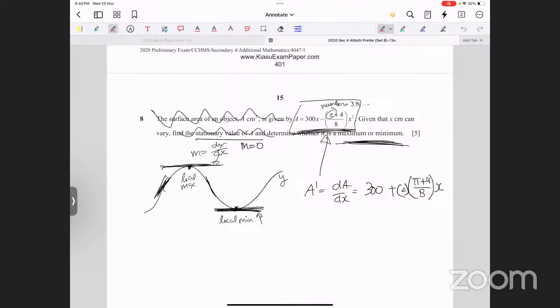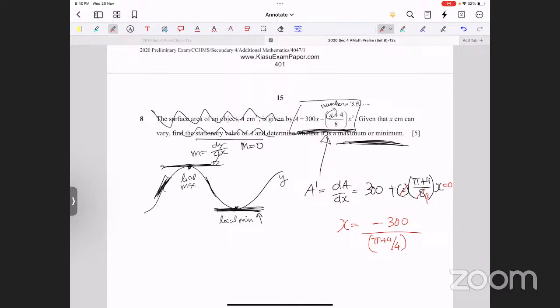You let the gradient be 0. Something like that? Is it solvable? Yes. Okay, so x equals minus 300, right? Per pi plus 4. Whatever this ugly number is, this is some sort of value. This is the x.